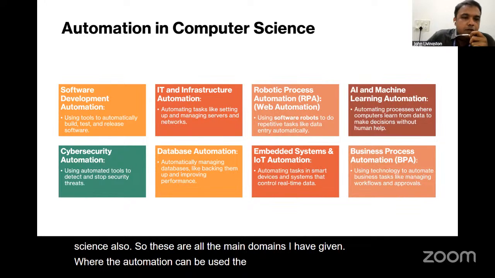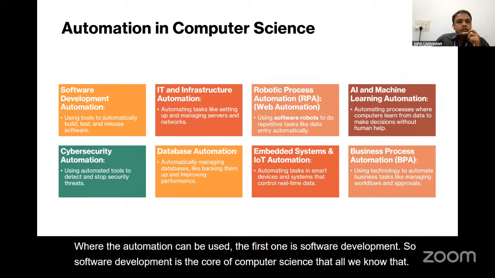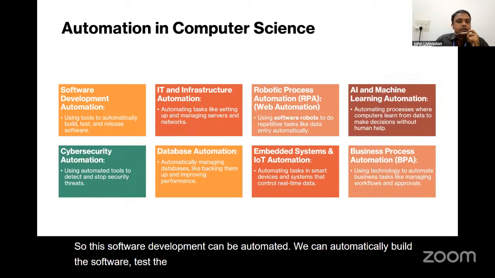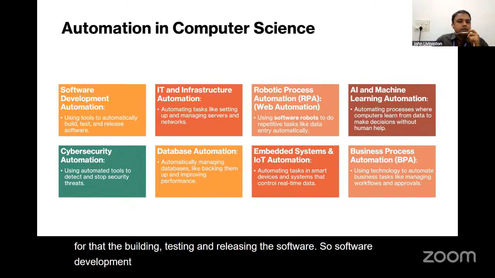The first one is software development. Software development is the core of computer science, as we all know. This software development can be automated. We can automatically build the software, test the software, and release the software. Tools are available for building, testing, and releasing the software. So software development can be automated.